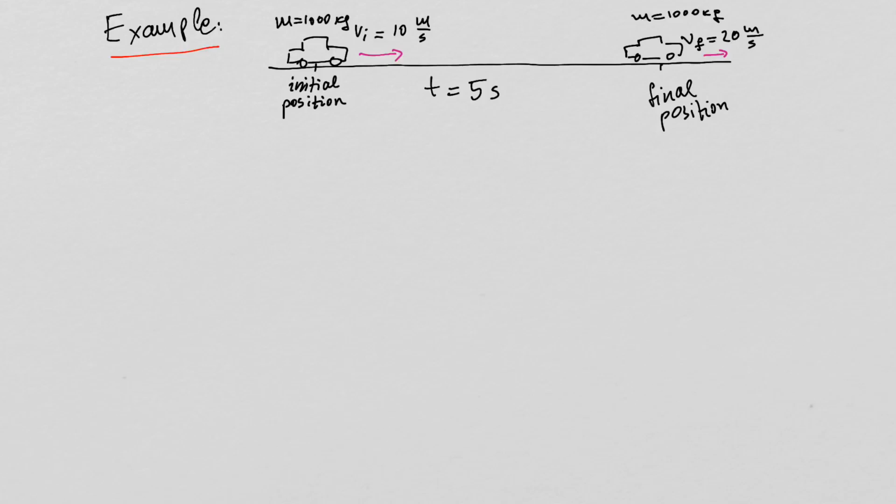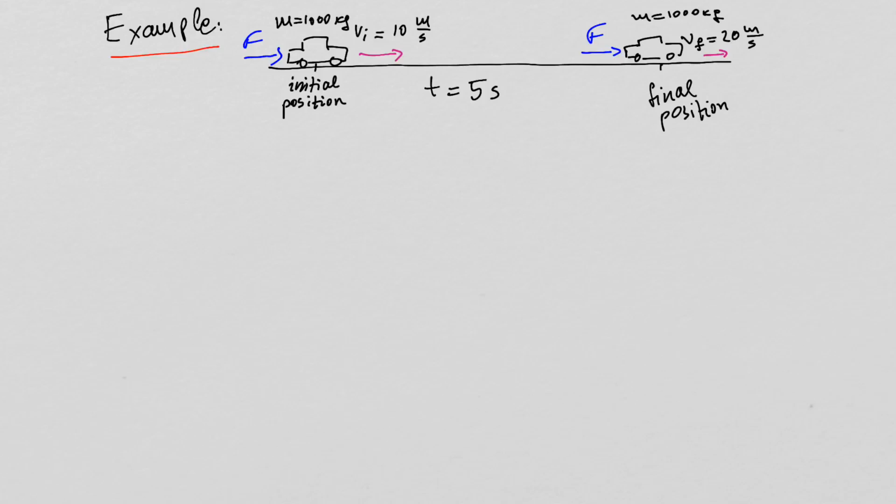So for the car to change the velocity from 10 meters per second to 20 meters per second, there must be a force acting on the car. So some force acts on the car during that interval of time. And then after that, it may be acting on the car still, or it may not be acting. We don't know, and we don't really care. We only care what happens between those two positions as the car is moving.